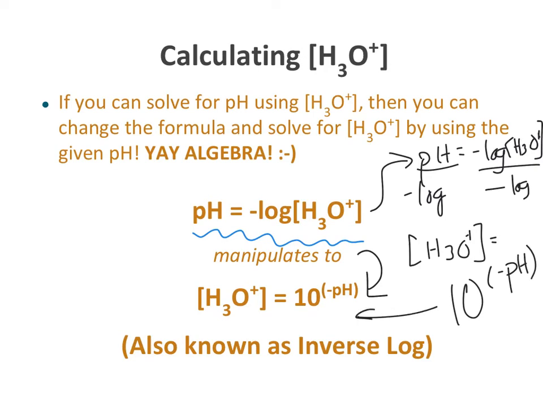On your calculator, you also could hit second and then log, and then put in the negative pH. Or you could do it as 10 caret negative pH. If the pH is 2, it would be 10 caret negative 2, or you could do second log negative 2.